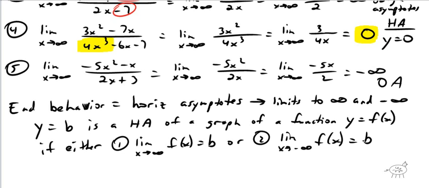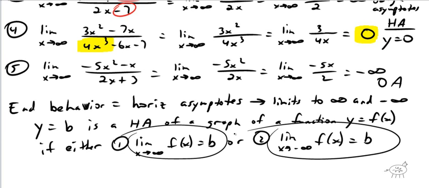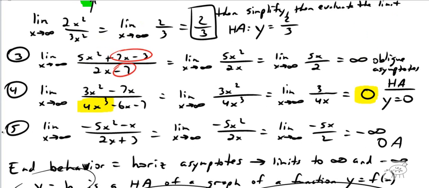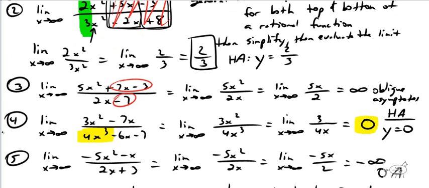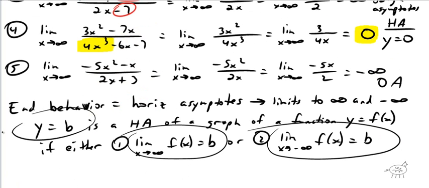So what I'm trying to tell you here is, if you find this limit and it's equal to some value b, some constant value, not a variable, then that horizontal asymptote is going to be y equals b, which is what we figured out, right? Like number 4 and number 2. The horizontal asymptote was that value when you went to the limit to infinity or to negative infinity. Okay? So that's kind of what end behavior is all about. It's limits to infinity, limits to negative infinity. And those are for rational functions.